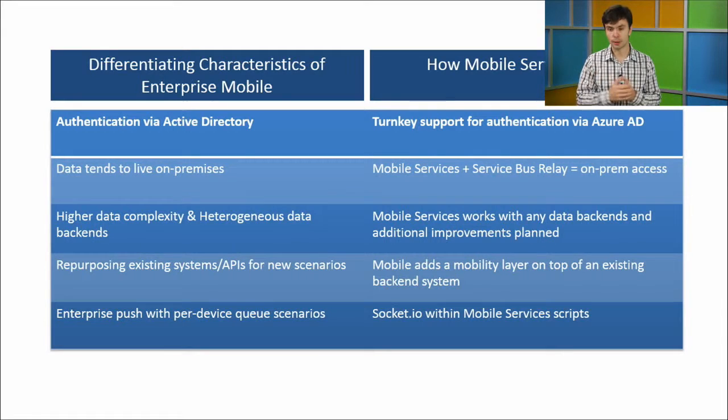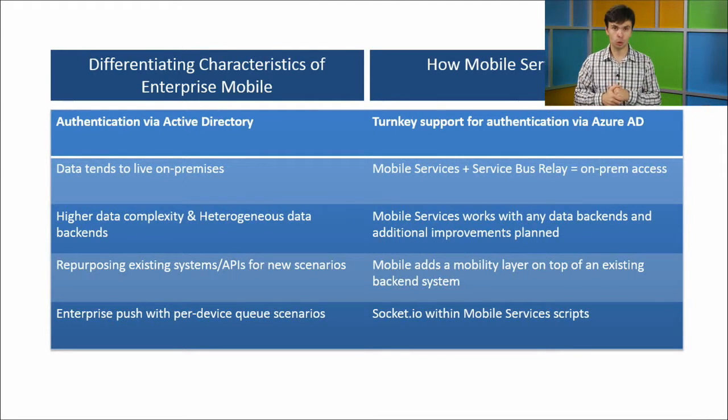Second thing you notice is that most of the time with line of business applications, data lives on-prem. Your application works with some data that is securely guarded within the network of your corporation. Mobile Services allow you to access data on-premise. We have today a Service Bus Relay functionality in Windows Azure that allows you to establish a relay connection between your cloud backend like a mobile service and your on-premise system.